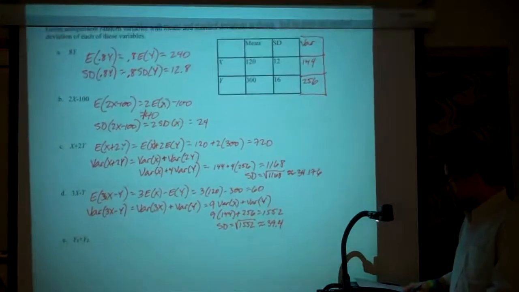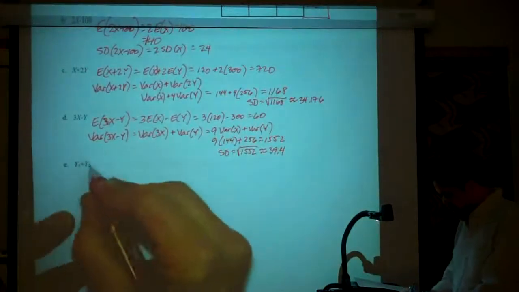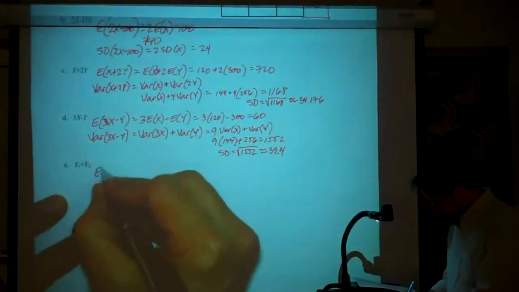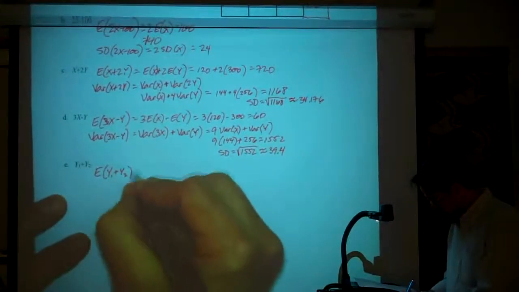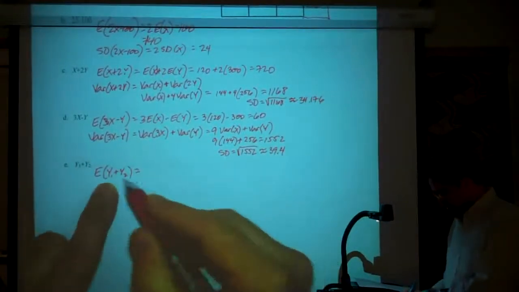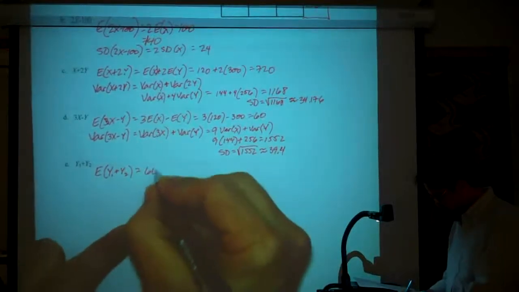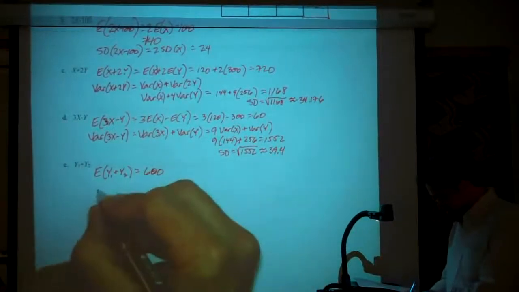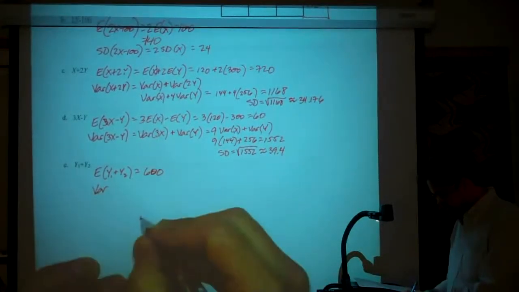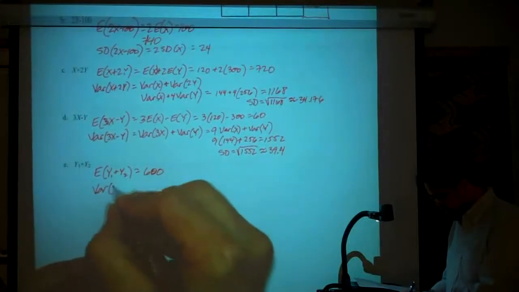Let me scoot this up. And my last problem that I have here is y1 plus y2. Well, the mean, have I mentioned yet that means are easy? The mean is just going to be the mean of y plus the mean of y. So 2 times the mean of y, 600. The variance, well in this case the variance is kind of easy too. It's just the variance of y plus the variance of y.